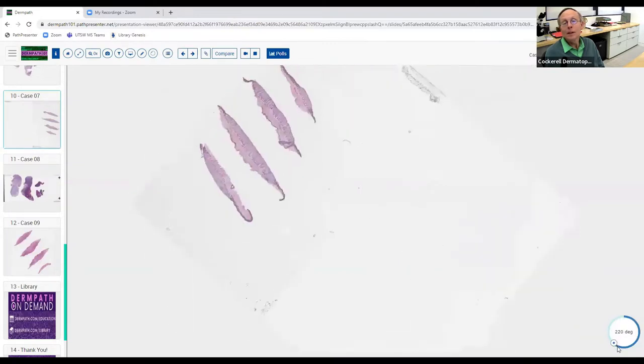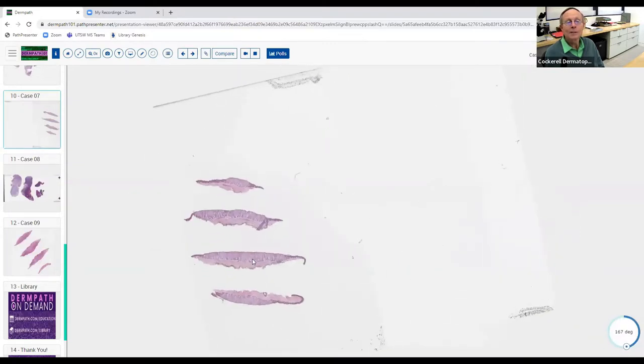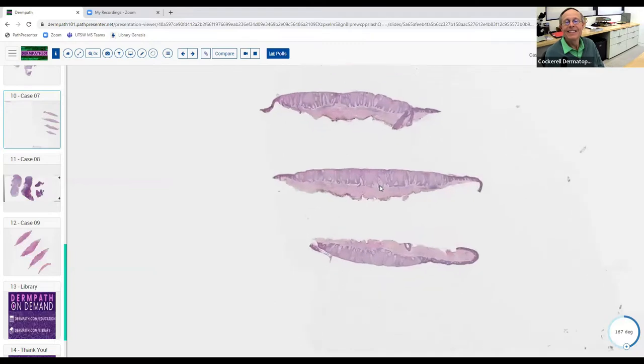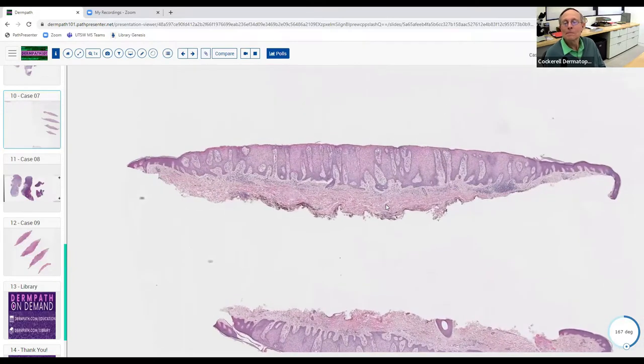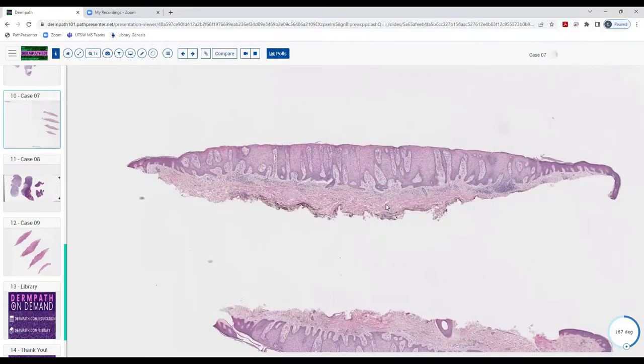You guys getting sick and tired of clear staining things yet? I can do this one.